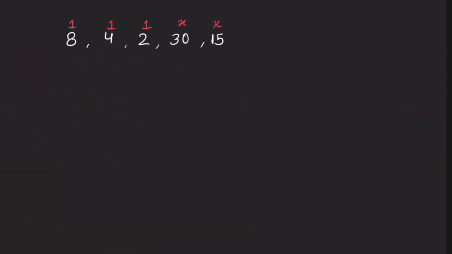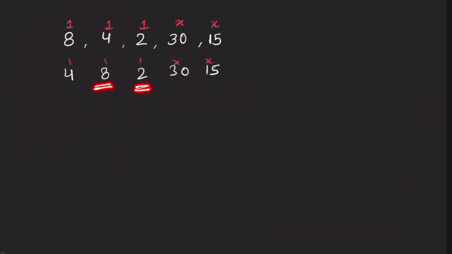Now if you see here, 8 and 4, these two have the same number of set bits, which is 1, and these are adjacent, right? Then that means these two can be swapped with each other. So if you swap it, what you will get? 4, 8, 2, 30, 15, right? And their set bits are 1, 1, 1, x and x.